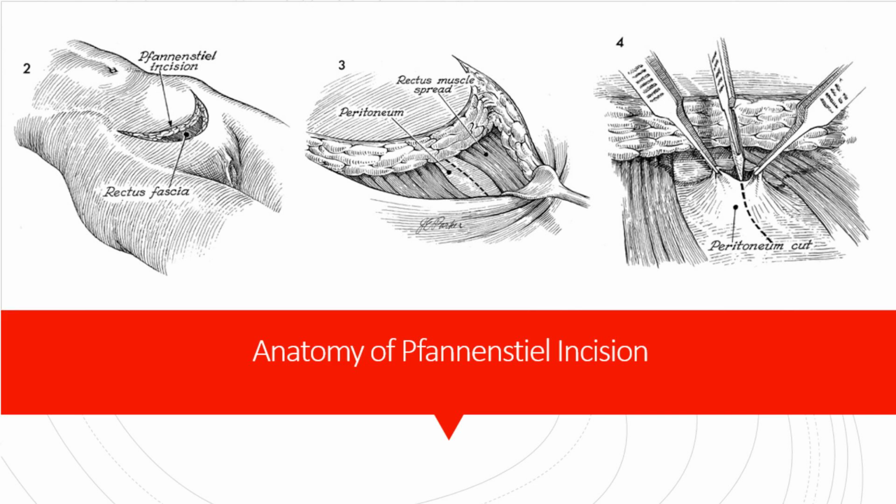After dissecting through subcutaneous fat, the anterior rectus sheath is divided transversely. The rectus abdominis muscles are separated vertically along the midline, preserving the muscle fibers. The peritoneum is entered vertically.